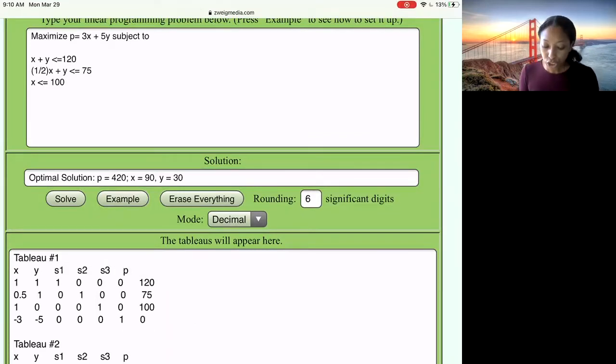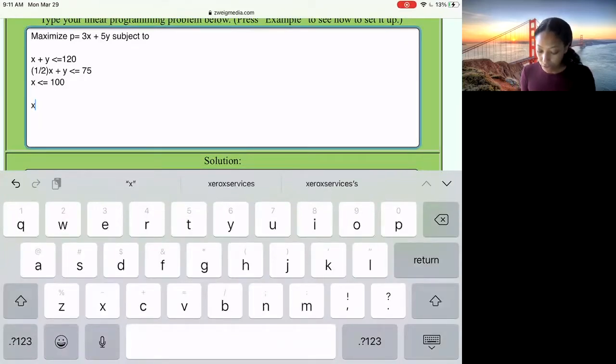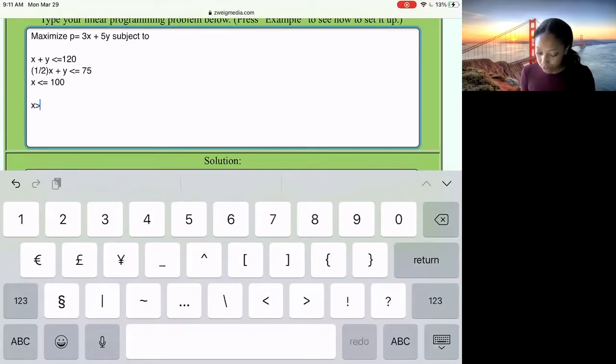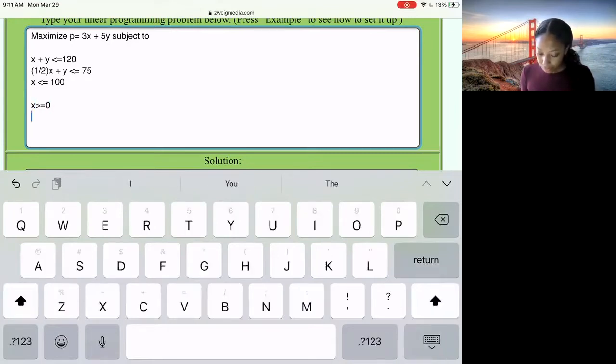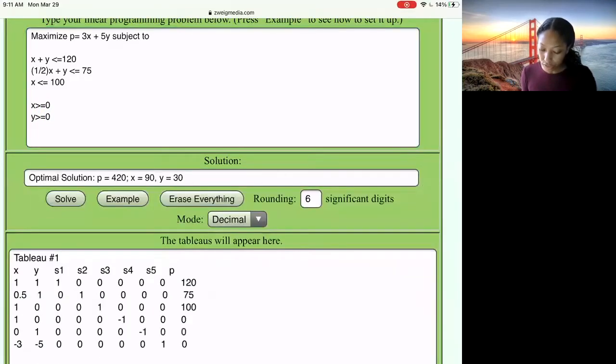Now I just want to show, because I did not type in that x had to be greater than 0, y had to be greater than 0 into the solver. Solver kind of already knows that. If I type it in though, I just want to show you that we still get the same answer. So x is greater than or equal to 0, y is greater than or equal to 0. So if I add those and hit solve, I don't know if you can tell I'm tapping it, I still get the same answer.